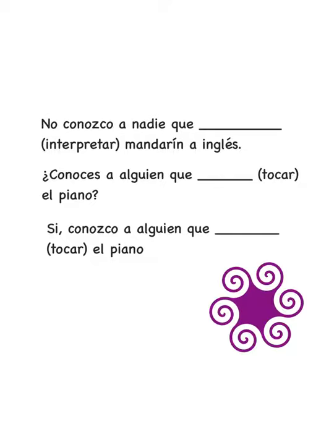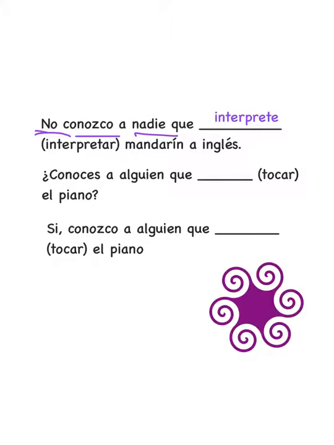We have no, we have no conozco a nadie. I don't know anyone. Therefore, since I don't know anyone, I don't know if it exists. Probably it does, but I really can't say 100% that this person exists. So, how are we going to conjugate this? We're going to conjugate it using the subjunctive. Okay, no conozco a nadie que interprete mandarín a inglés.